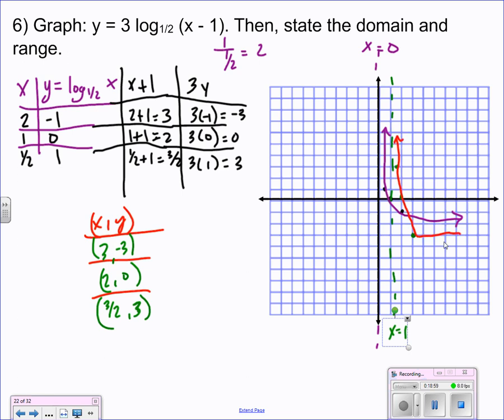Not exactly so straight right there, but I'm sorry, my pen is not cooperating today. So the domain for this one is x is greater than 1, because as you can see, anything less than 1, there's no graph over there. And then our range is all real numbers. Even though it looks like it's kind of leveling off on the bottom, it's not. It's going to continually move downwards, just at a slow, steady pace.